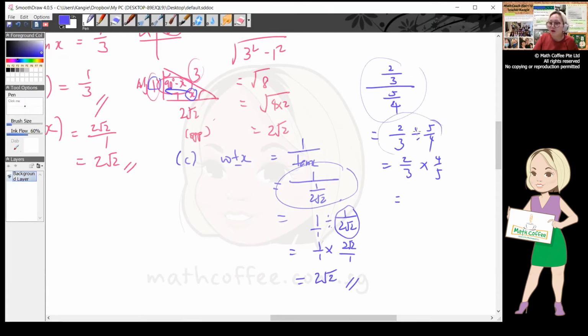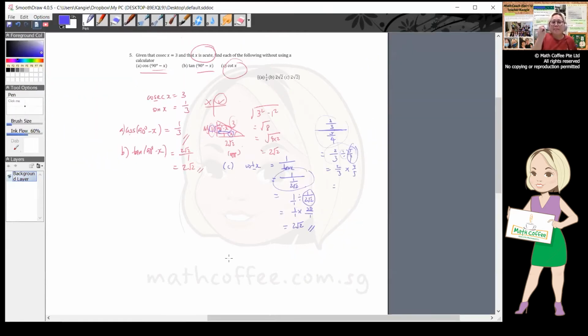You just put it in this form, put it as divide, because over has the same meaning as divide. Then multiply, then just flip the right-hand side. Okay, all these are basic steps that some students may not know, and then they don't know how to manipulate the algebra. So this is for question 5.